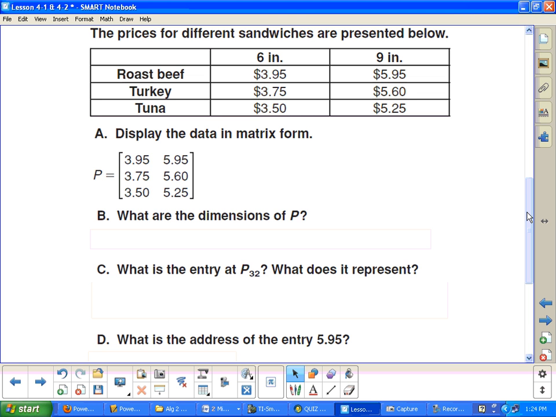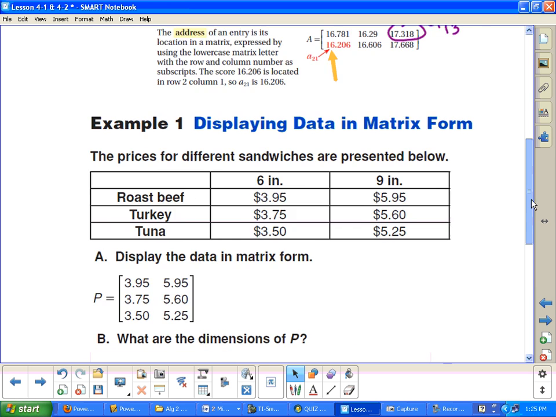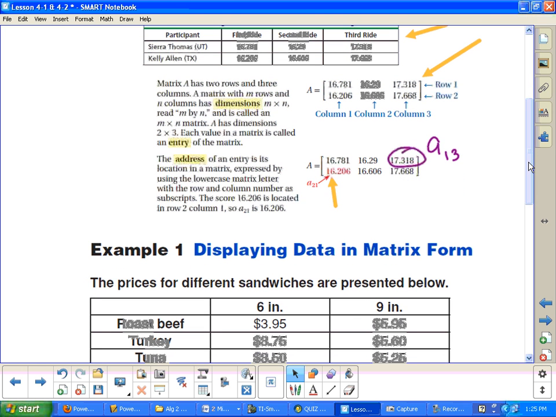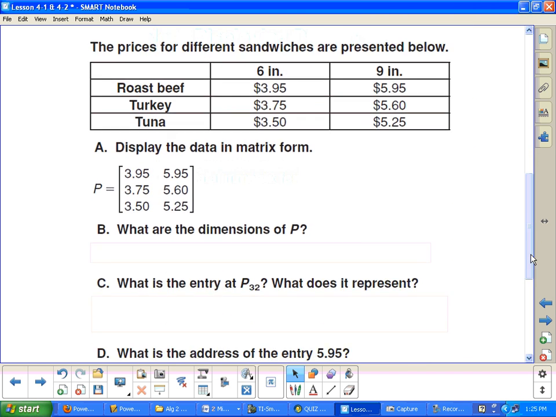Mr. Franklin, would you help her out? What are the dimensions? We talked about this one right here. This one is 2 by 3, because there are 2 rows and 3 columns. We're just talking about the matrix here. There are 1, 2, 3 rows and 2 columns, so it's a 3 by 2. Right.